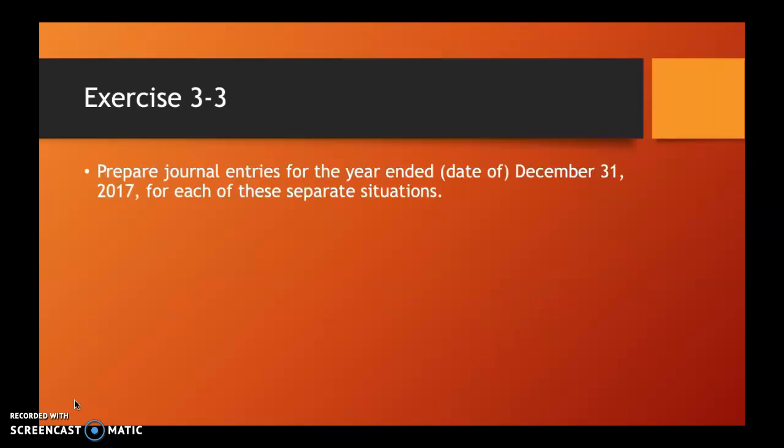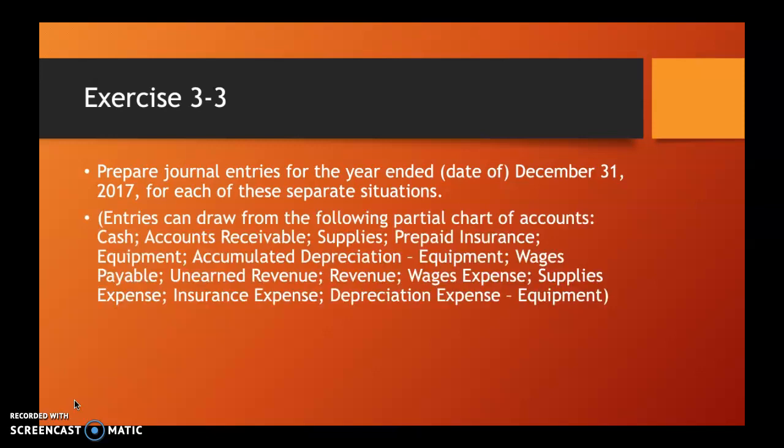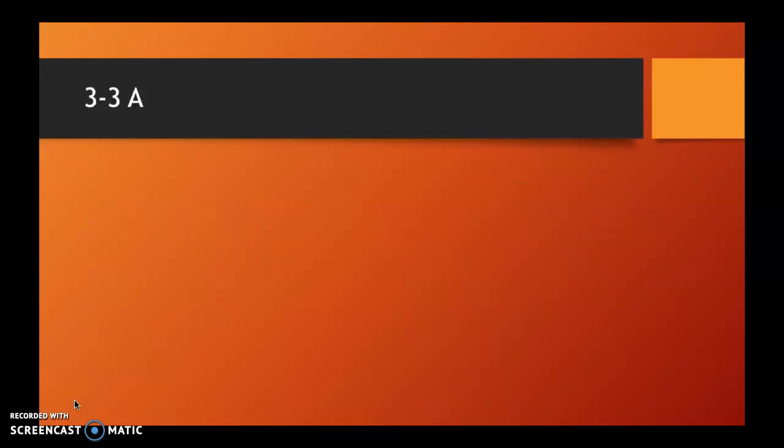The question says, prepare journal entries for the year ended December 31st, 2017 for each of these separate situations. And then here is a list of accounts that is also provided in the textbook from which to pull the accounts for the journal entries. As you can see, there's not that many, so hopefully these should be pretty clear in terms of picking which accounts.